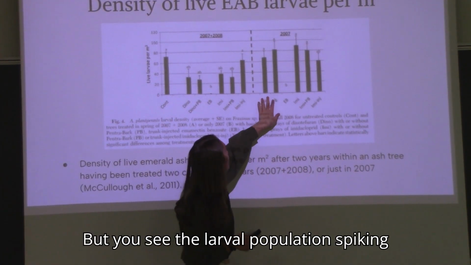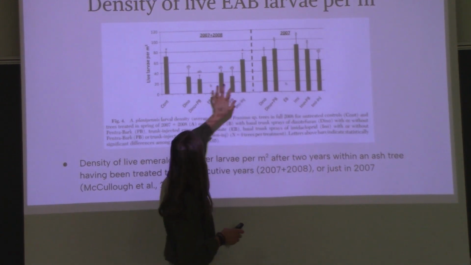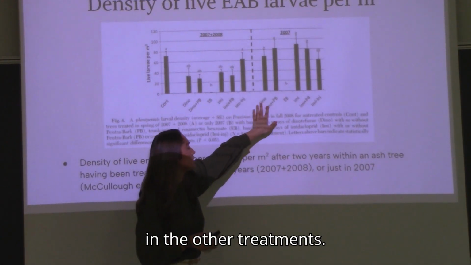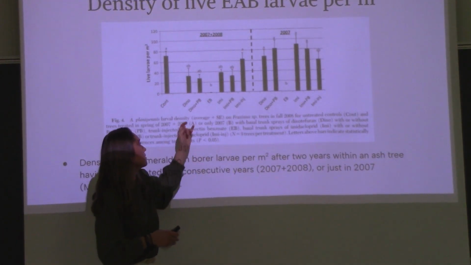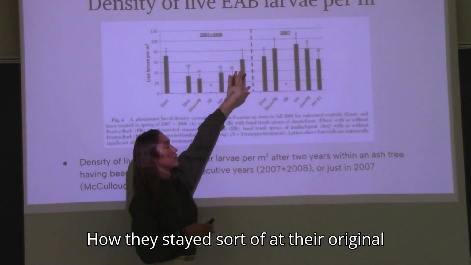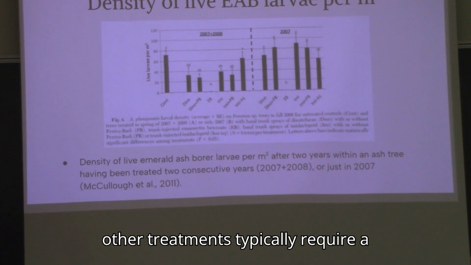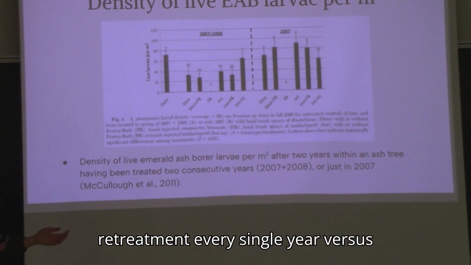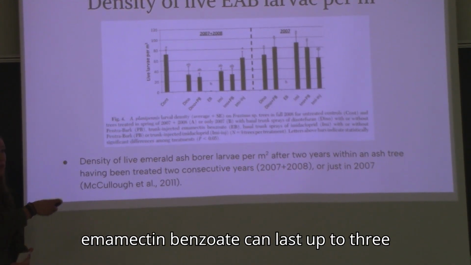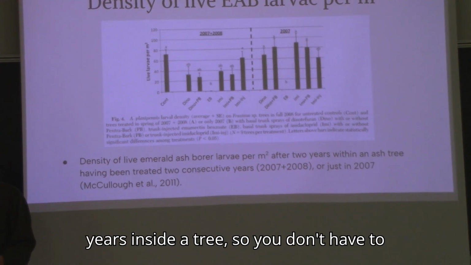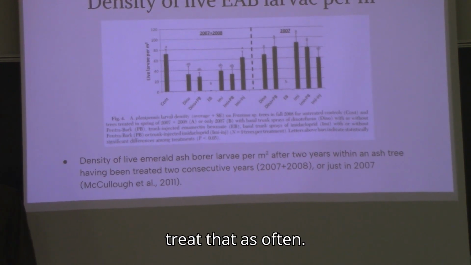But you see the larval population spiking with the other treatments, as compared to how they stayed sort of at their original level if you were to retreat them. So the other treatments typically require a retreatment every single year, versus emamectin benzoate can last up to 3 years inside a tree, so you don't have to treat as often.